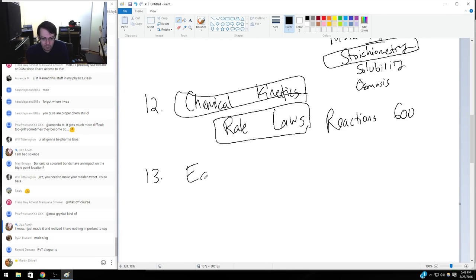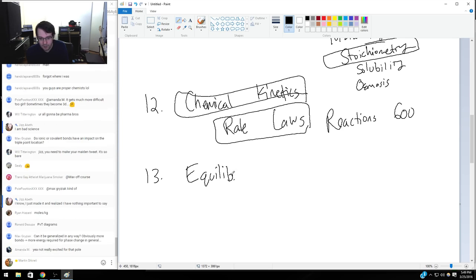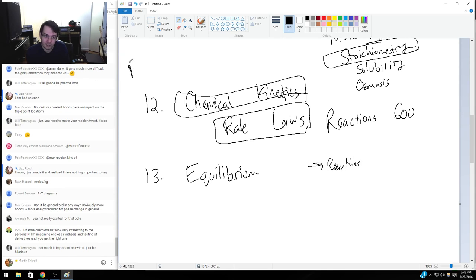Chapter 13 is similar, it's about equilibriums. We skipped this as well, so this will be new to some of you, and this is also basically all about reactions. And we have something called process chemistry that medicinal chemists are less worried about usually than process chemists, but I think it's important to learn it anyway. And that takes us to about 650.